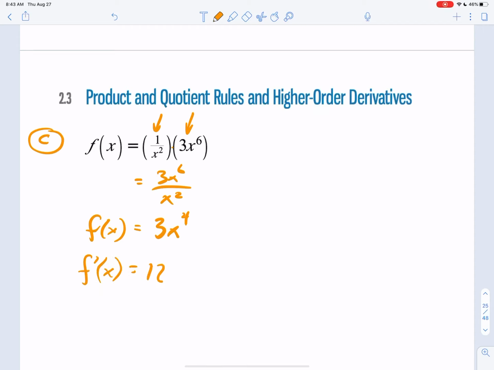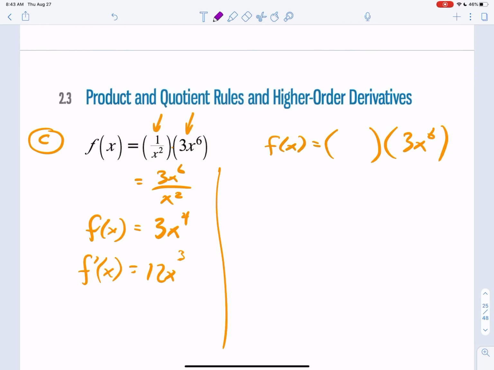Which is 12x cubed. But let's do it the more difficult way, just for the sake of the product rule, okay? So here, f of x, I noticed that 1 over x squared doesn't look like a power. So how do I rewrite that, okay? Pause and play when you're ready. 1 over x squared is equivalent to x to the negative 2. When you have a fraction, you could just use a negative exponent, okay?